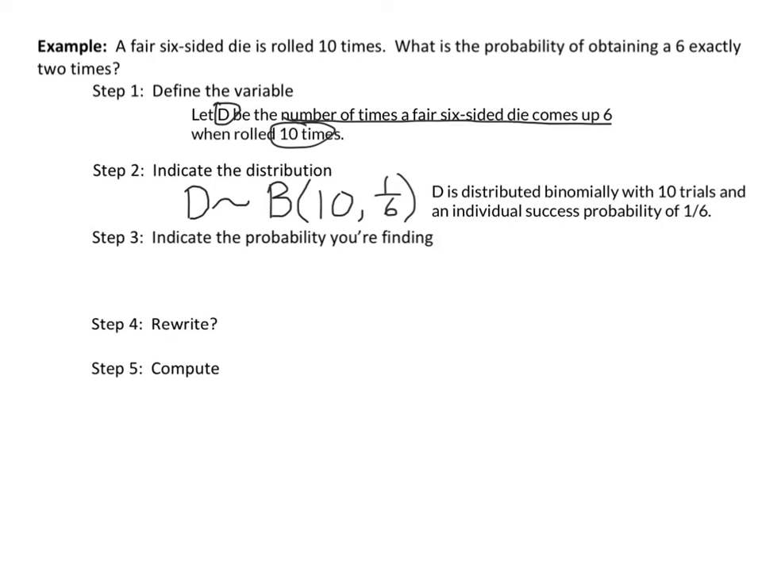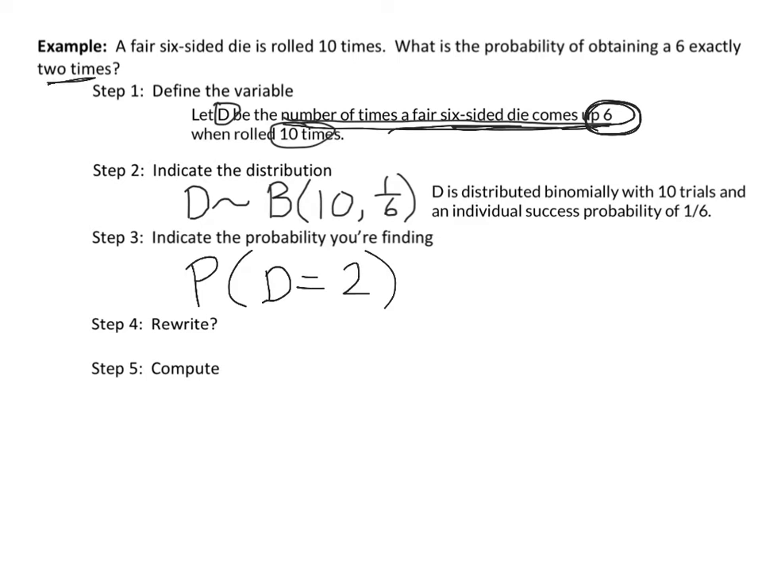Then I want to indicate the probability that I'm trying to find. I want the probability that my random variable D is, and what do I want? If D is the number of times a fair six-sided die comes up 6, what do I want D to be? Well, I wanted exactly 2 successes, so D being 2.